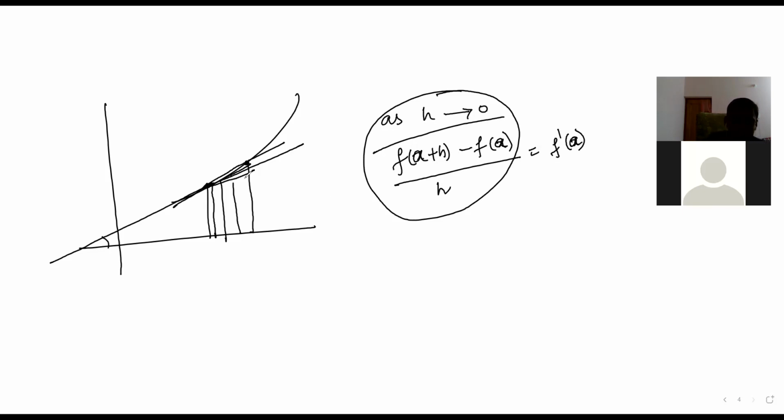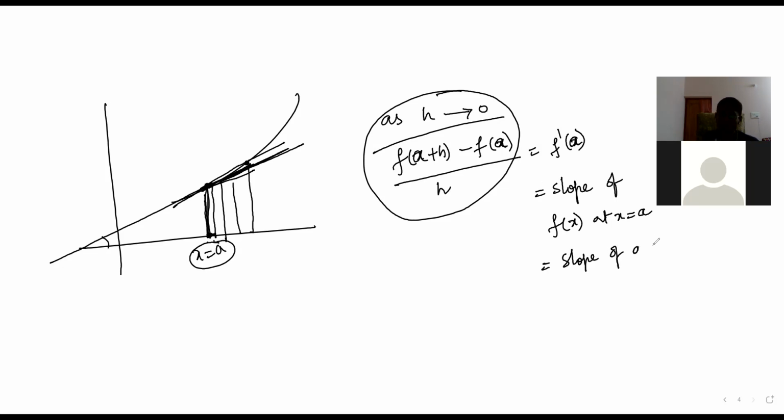That means at this point, x equal to a, this slope, you can simply say, is the slope of f of x at x equal to a. Simply this means this. At x equal to a, this slope only. Now this h is very small, means they are very close. So the slope of the curve at a point, you can say slope.